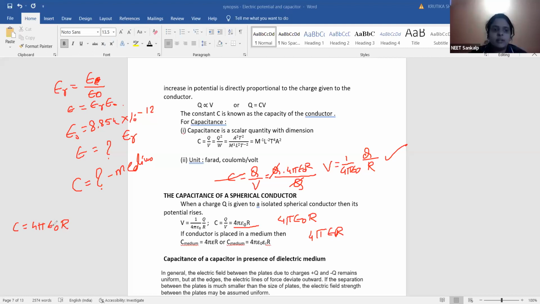So instead of air medium, if they are giving you some other medium, then the capacitance is calculated by 4 pi epsilon into R. If epsilon value is not given and they give you relative permittivity, then we can substitute the capacitance as 4 pi epsilon naught into epsilon R into R. This is for the medium, this is also for the medium, this is for the air. I hope you are getting this point.